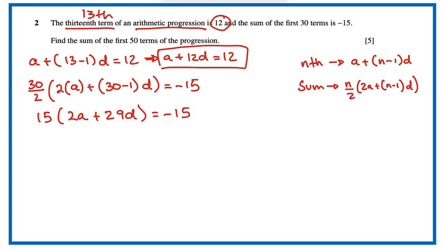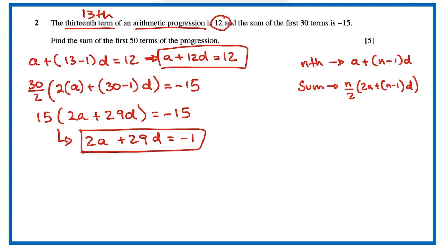So we can divide by 15 on both sides. Therefore this will simplify down to 2a plus 29d is equal to minus 1. So that's my second equation. First equation, second equation.